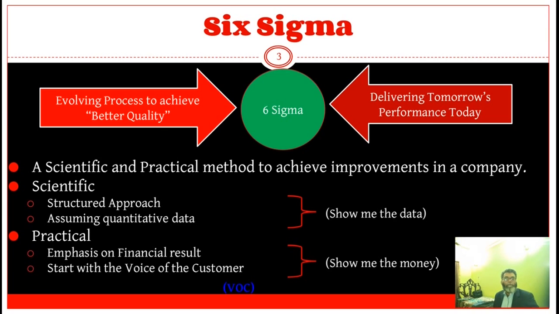Six Sigma: an evolving process to achieve better quality, or delivering tomorrow's performance today. It's a scientific and practical method to achieve improvement in the company. Scientific method means a structural approach and using quantitative data: show me the data. In the practical sense, the emphasis is on financial results, starting with the voice of the customer or VOC: show me the money.